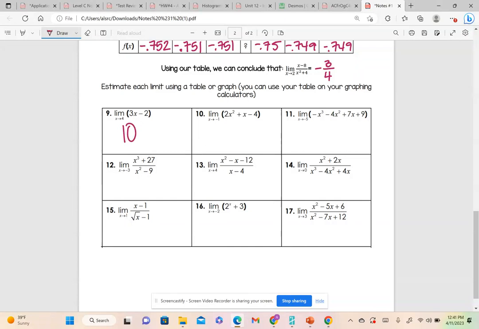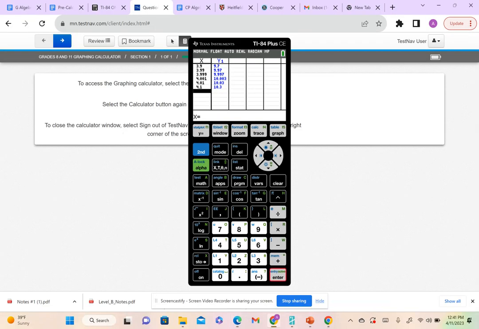Now this time I don't want you to change anything in your table. The only thing you're going to change is your equation. So come in, go to y equals, clear it out, put in the next one: 2x squared plus x minus 4. See, my table's already messed up because I changed my equation. Let me show you on this one.